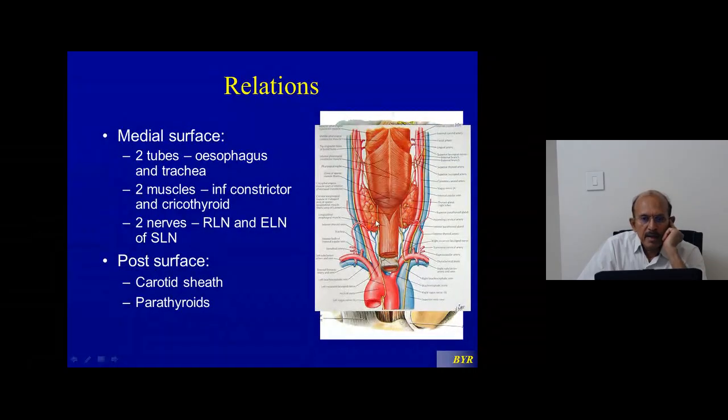And each lobe has superior and inferior parathyroid glands. That means each lobe has two parathyroid glands. And the Berry's ligaments.